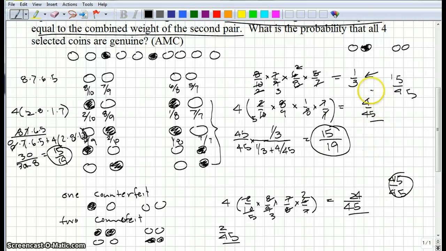So you can see now why this probability is the probability that they're all genuine out of all the different possibilities.